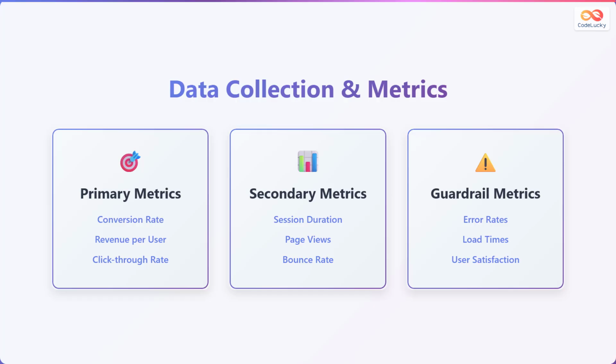Data collection and metrics are critical for evaluating A/B tests. Primary metrics like conversion rate, revenue per user, and click-through rate directly measure the success of an experiment. Secondary metrics such as session duration, page views, and bounce rate provide additional context. Finally, guardrail metrics, including error rates, load times, and user satisfaction, help ensure that changes do not negatively impact the user experience.